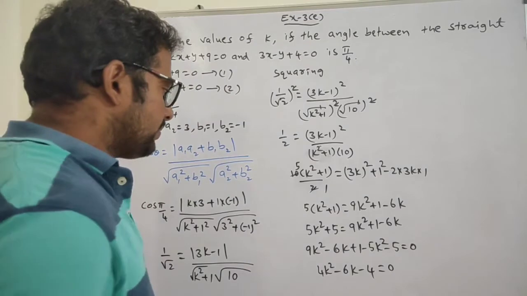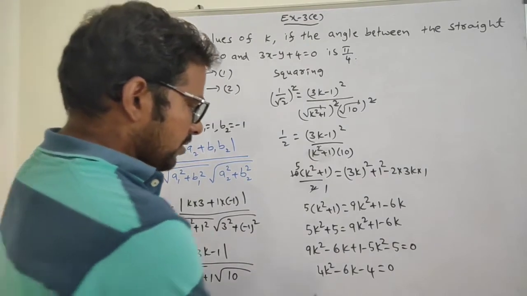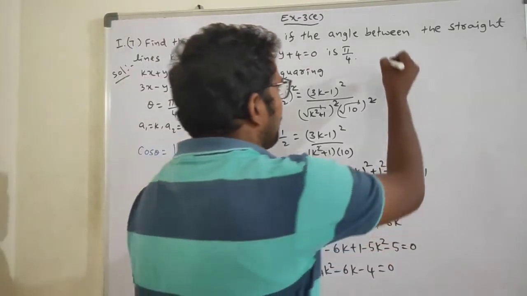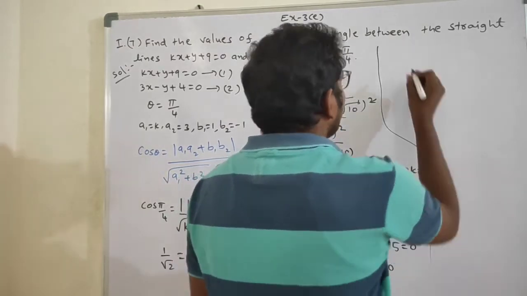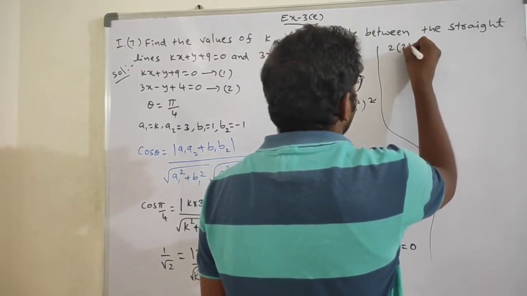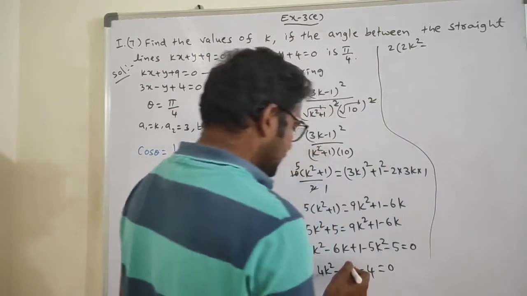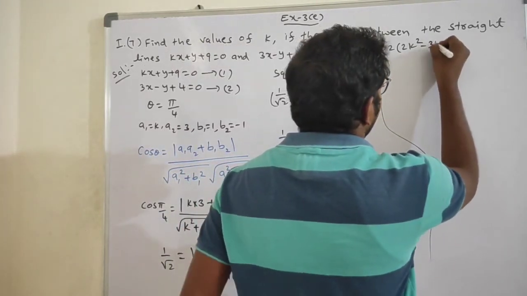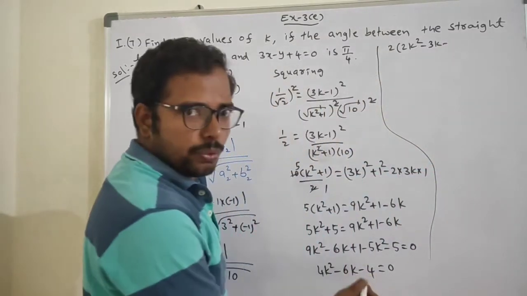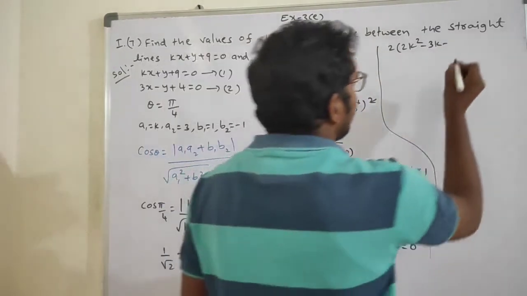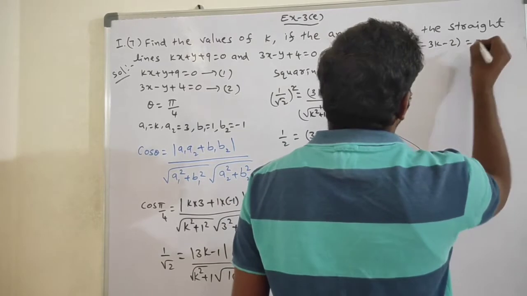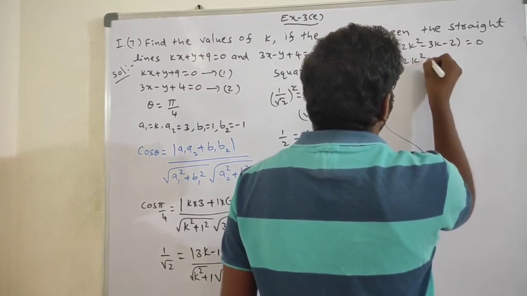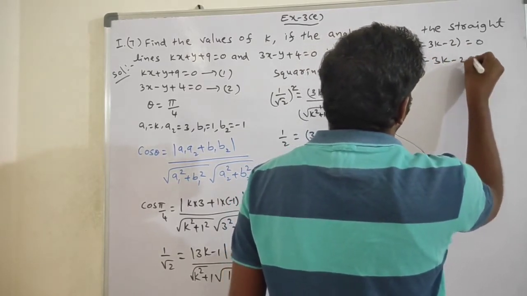Now take out common. So what is common? 2 common. Take out 2 common. So what is remaining? 2k² minus 6 and 2 3s, so remaining 3k minus 4 అంటే 2 2s, 2 కామన్ రాస్తే remaining 1 2 ఉంటుంది, 1 2 is equals to 0. So 2k² minus 3k minus 2 is equals to 0.